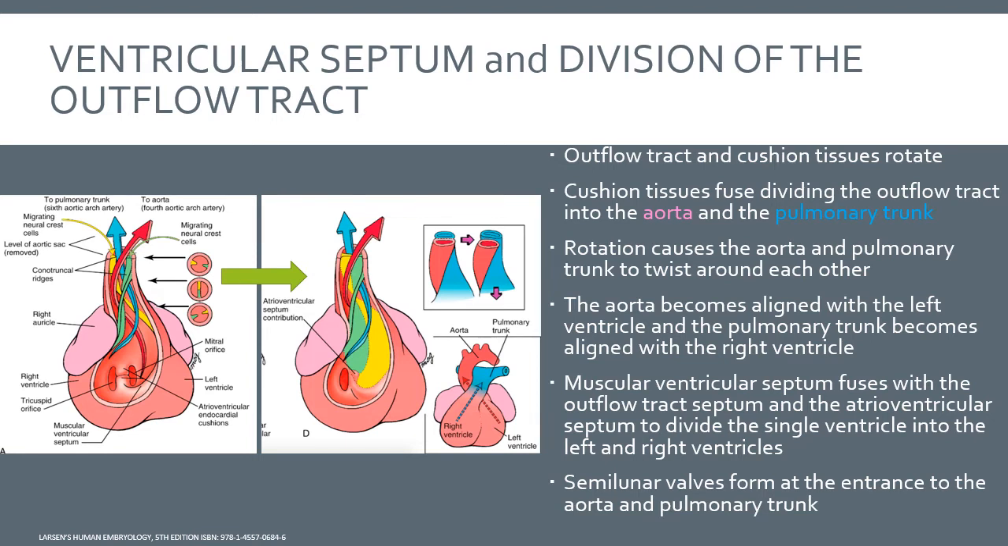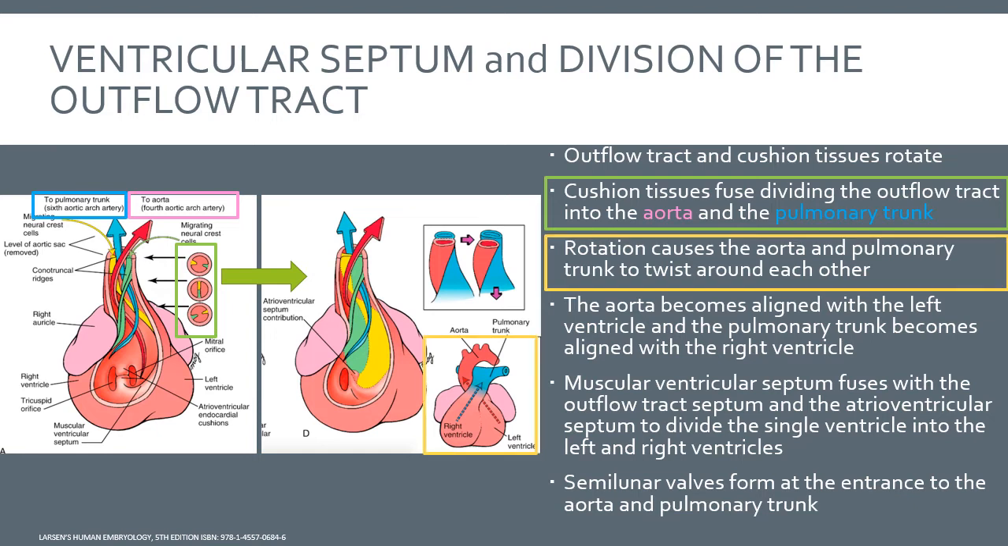But what we're seeing here is rotation of the outflow tract and the cushion tissues. Initially, the cushion tissues are going to fuse, which divides the outflow tract into the aorta and the pulmonary trunk. And we've talked about that process a couple times in a couple different places. The rotation is going to cause the aorta and the pulmonary trunk to twist around each other. The book describes it as a helical relationship. It certainly isn't a very complex helix, but they twist around each other. This aligns the aorta with the left ventricle and the pulmonary trunk with the right ventricle.